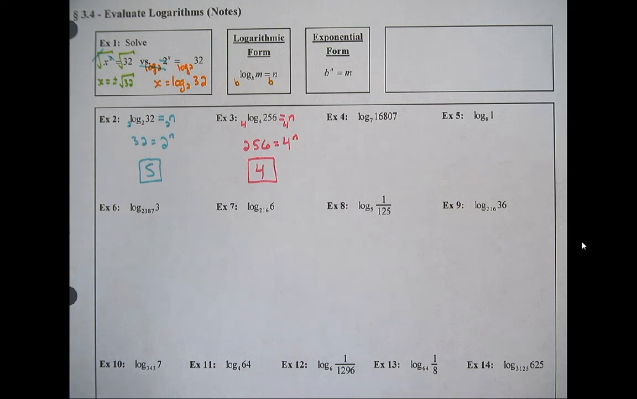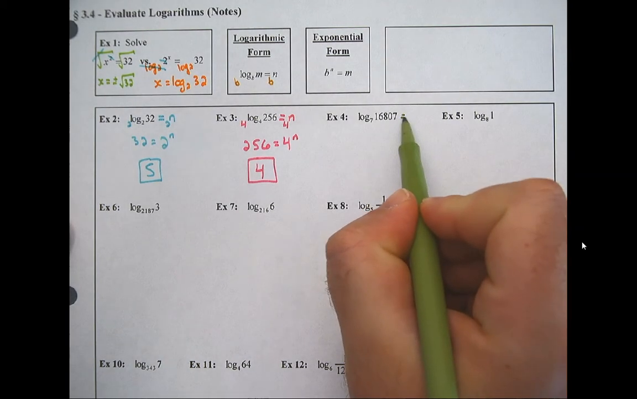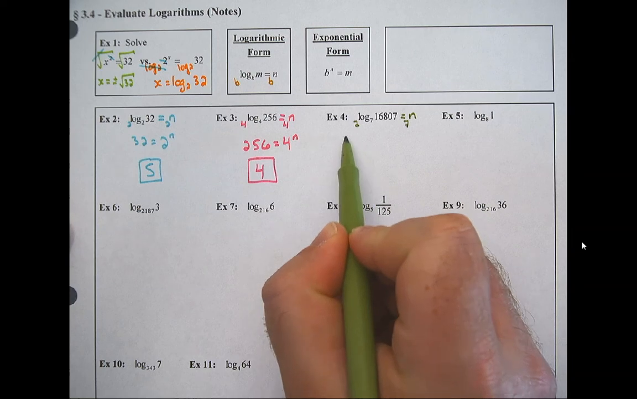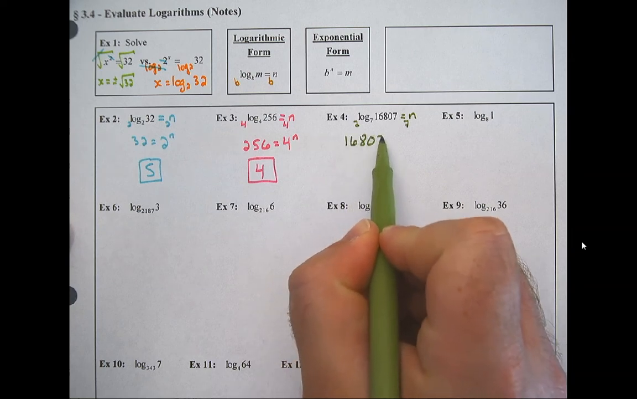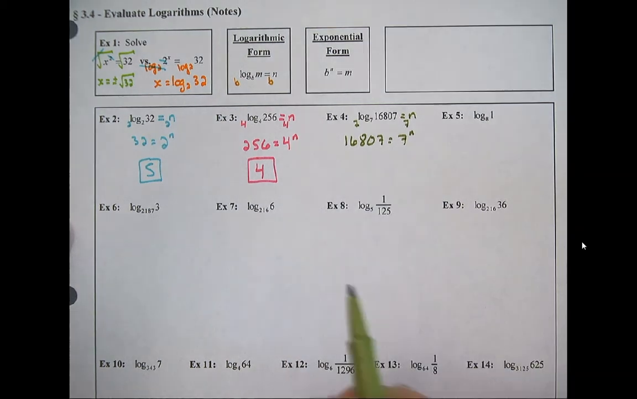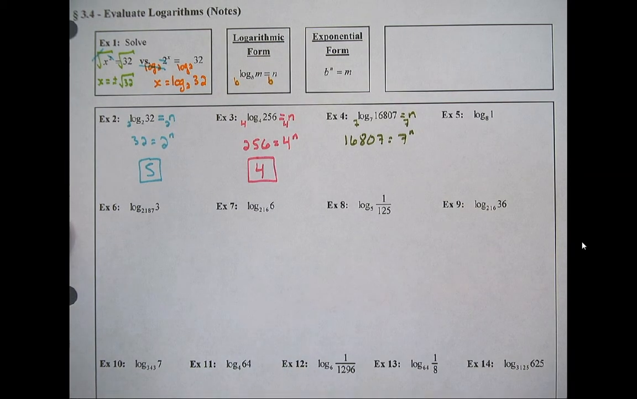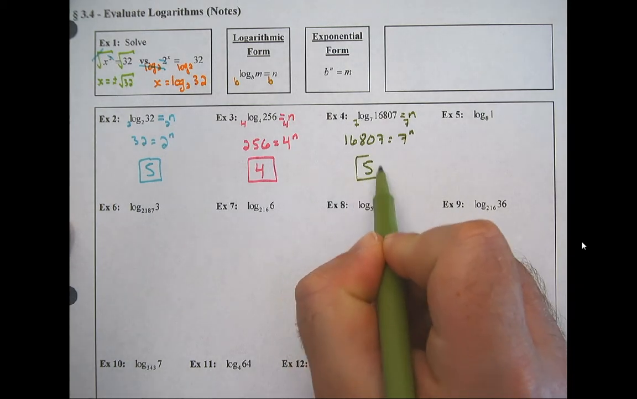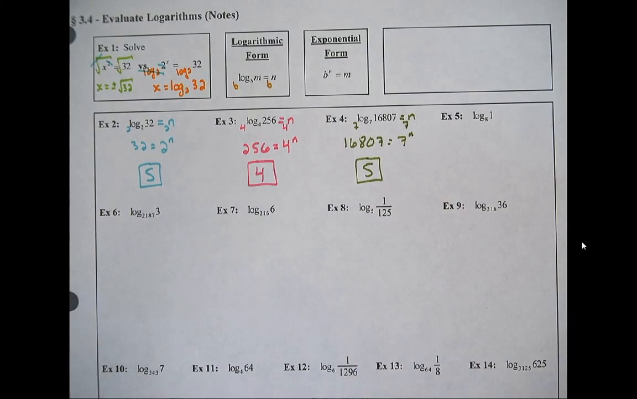All right, let's see how you did. This equals some number. I'm going to 7 to the both sides, so I get 16,807 is equal to 7 to the n. Grab my calc. 7 to the 5th. So I get an answer of 5.